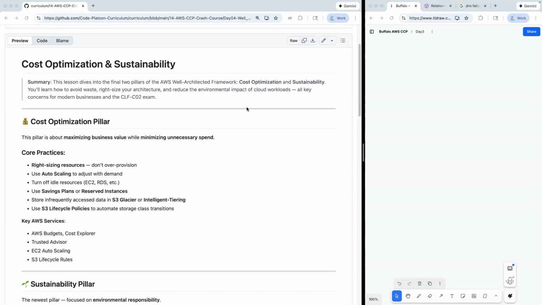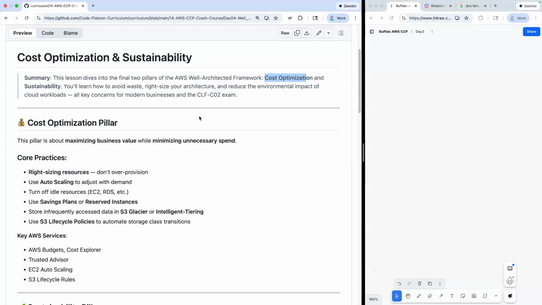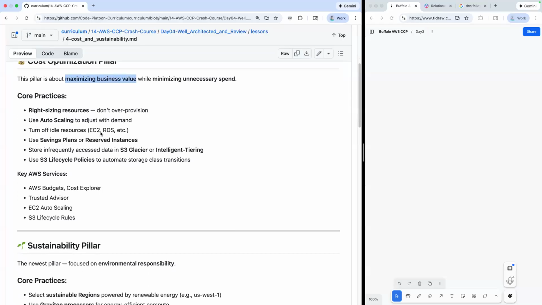All right, so the last piece for us to talk about when it comes to the 6 pillars of the well-architected framework are the final 2 pillars, the cost optimization pillar and the sustainability pillar. So, cost optimization: minimize unnecessary spend, maximize business value. What does this mean?